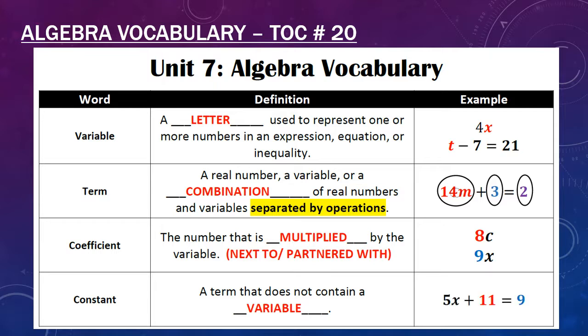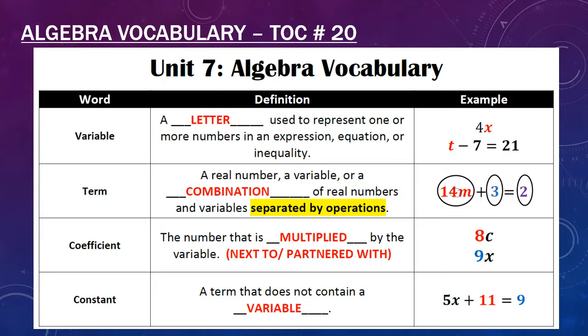So here's an example. In this equation, 5x plus 11 equals 9, the 11 is a constant and the 9 is a constant because they're just the numbers by themselves. They're constantly alone and they are constants.